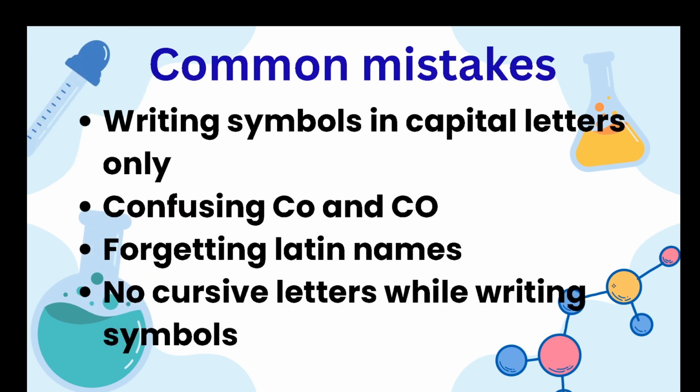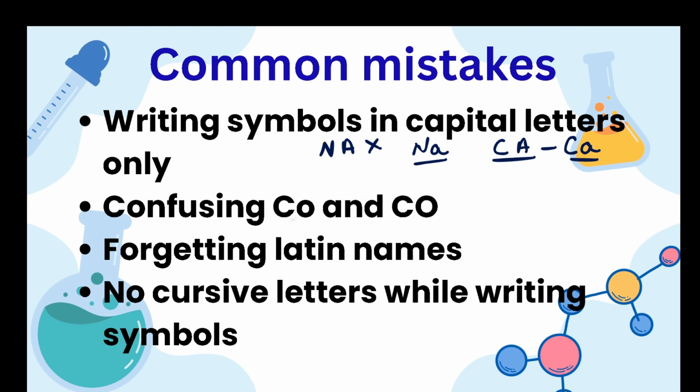Now there are some common mistakes which students generally make, like writing symbols in capital letters only. For example, if I am talking about sodium, you can't write just NA. This will be wrong. Sodium is capital N and a small a. That is the representation for sodium. Likewise, for calcium, you can't write both the letters as capital letters. It will be capital C and a small a. That is how we represent calcium. So these are minute things but very important while you are learning the symbols.